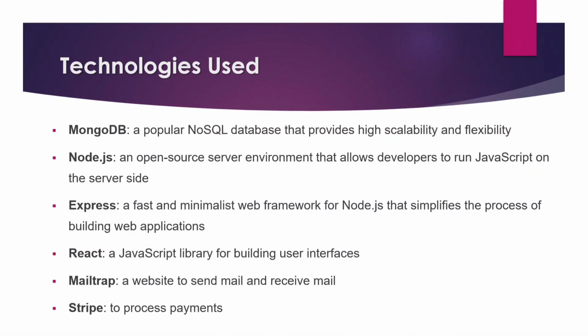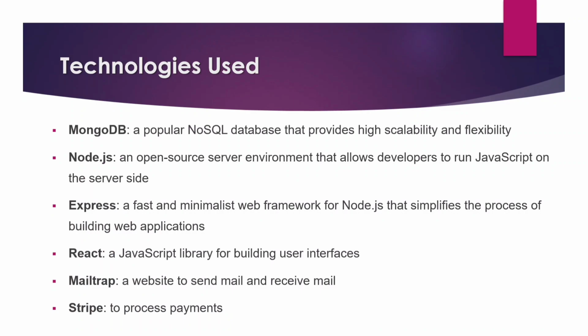The technology used in our project is the MERN stack. In the MERN stack, the first one is MongoDB, a popular NoSQL database that provides high scalability and flexibility. Next one is Node.js. Node.js is an open source server environment that allows developers to run JavaScript on the server side. Next one is Express. Express is a fast and minimalist web framework for Node.js that simplifies the process of building web applications. And React. React is a JavaScript library for building user interfaces. Then Mailtrap. Mailtrap is a website to send and receive mail.